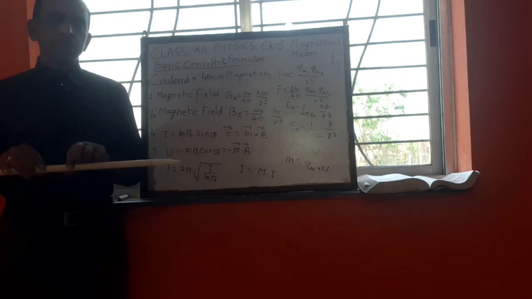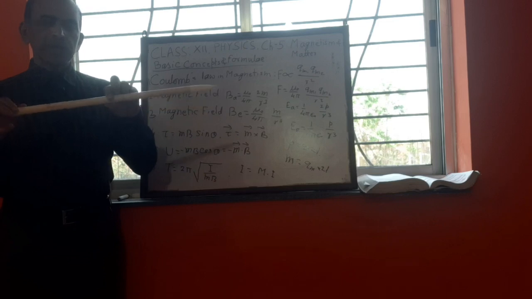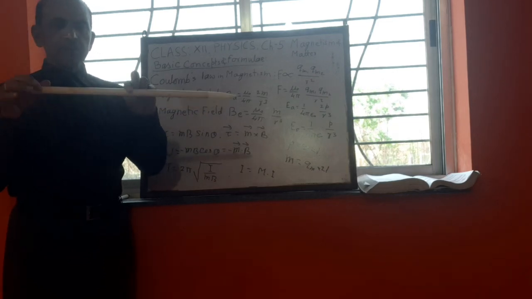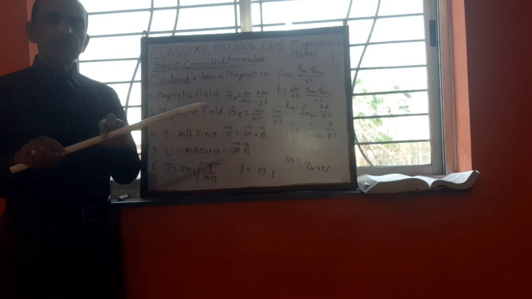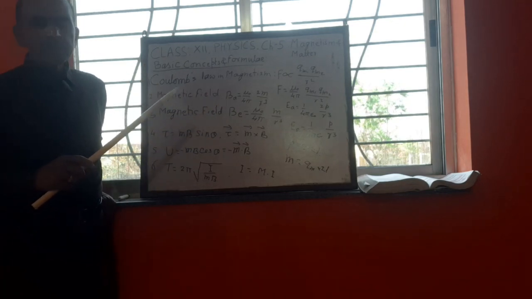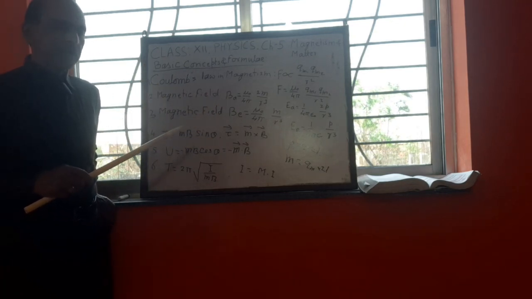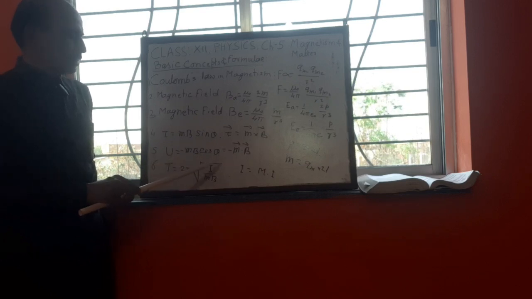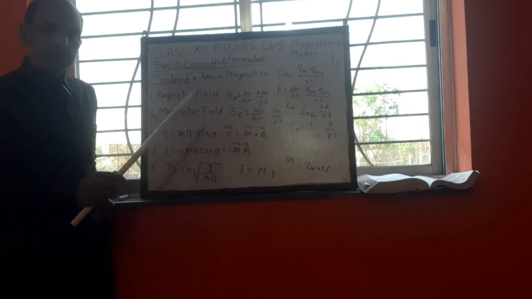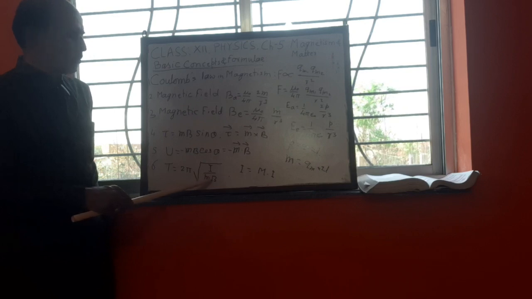When a magnetic dipole, a bar magnet, is rotated, there will be oscillation. So the time period of oscillation of a bar magnet or magnetic dipole, T, is equal to 2 pi under root I, where I is the moment of inertia of the bar magnet, divided by MB.